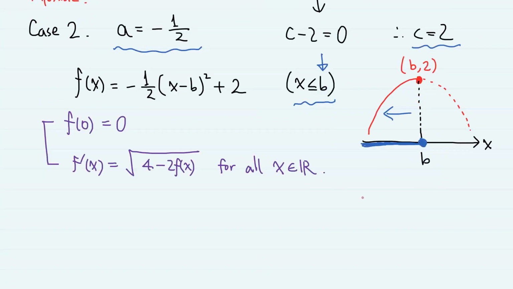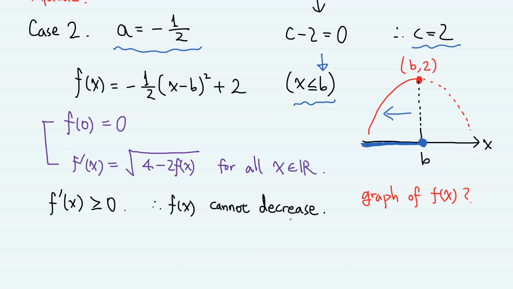Therefore, just like the previous case, we turn to the derivative and radical conditions and think about the entire graph of f(x). First, I have already explained that the derivative of f(x) is non-negative, hence f(x) cannot decrease. Using this information, we can determine the sign of b, which means whether b is positive or negative.